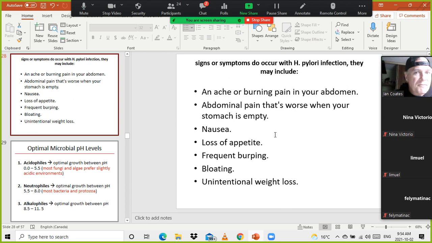Interesting. Nausea, loss of appetite, burping, bloating, unintentional weight loss, these kinds of things, because you're not eating enough, because it hurts to eat, and it shouldn't hurt to eat. Okay.